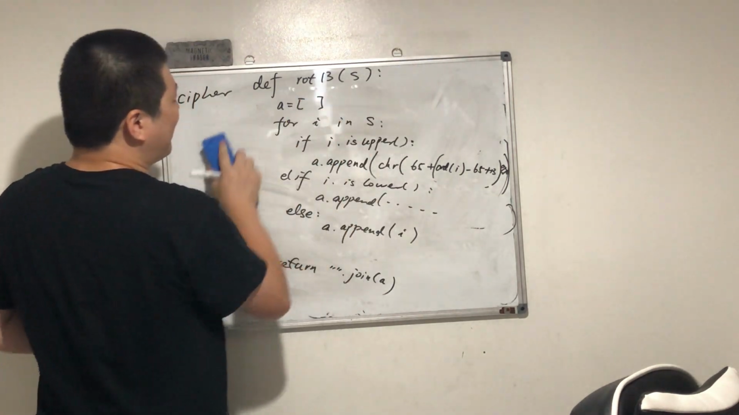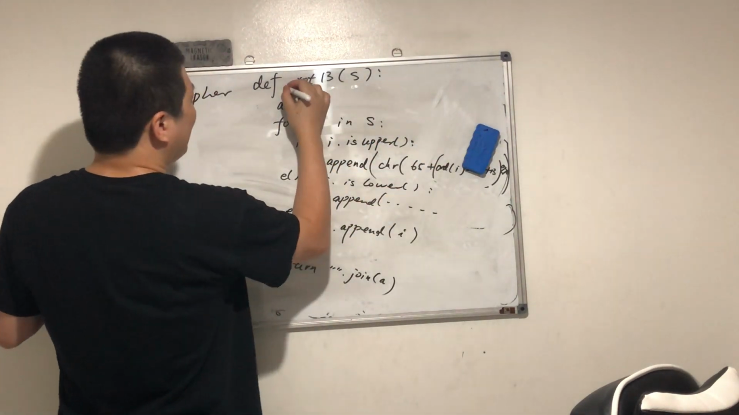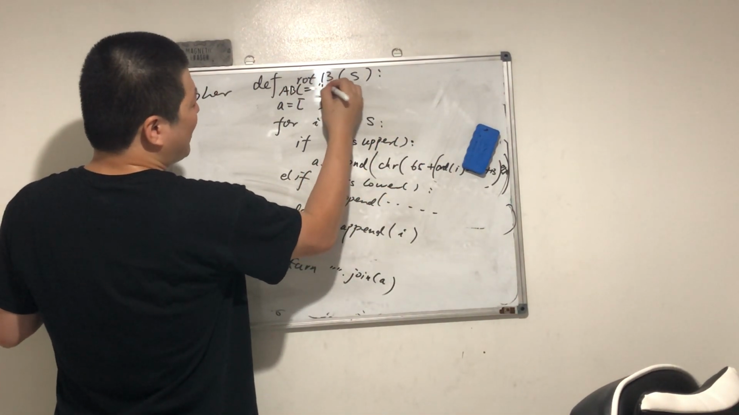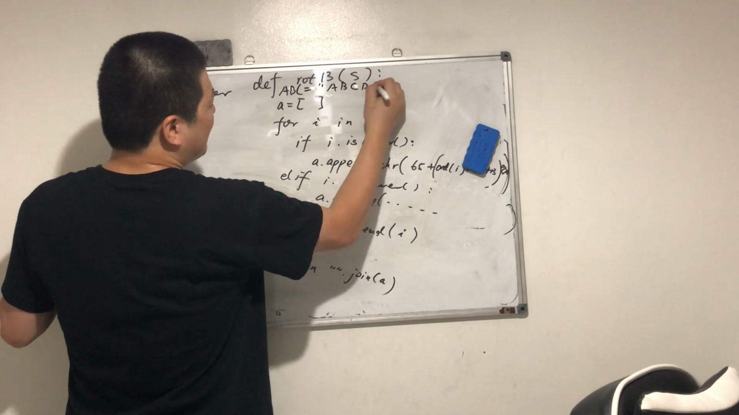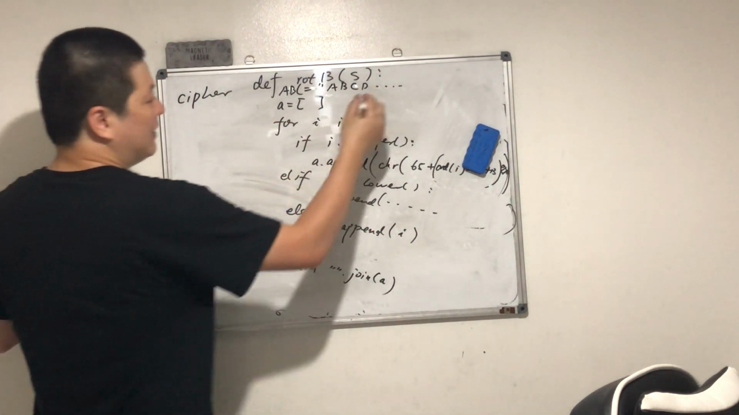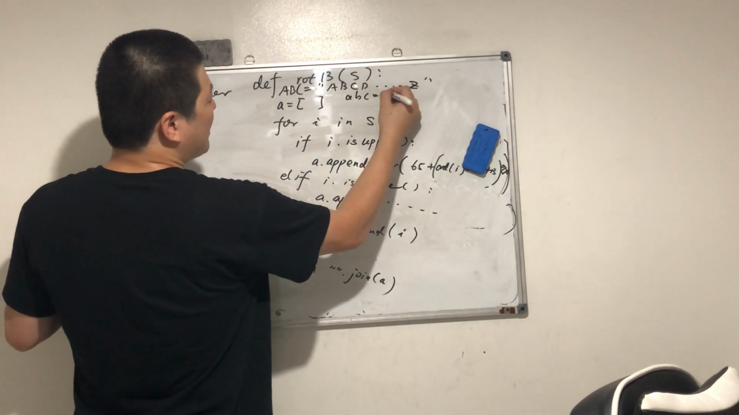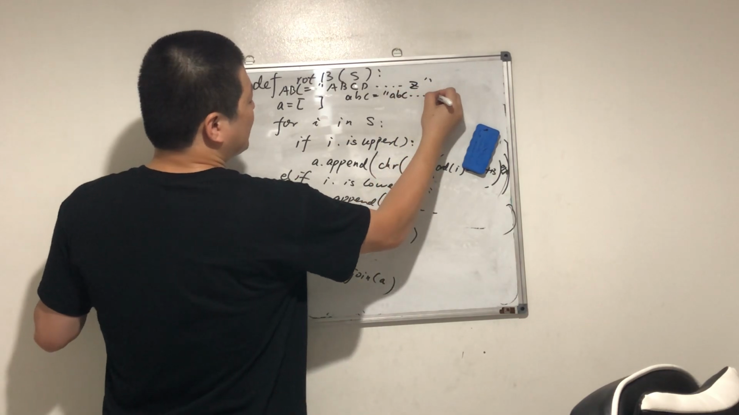How about if I write a function? I put two variables here. How about if I say ABC equals A, B, C, D, to Z, and then lowercase abc equals a to z.